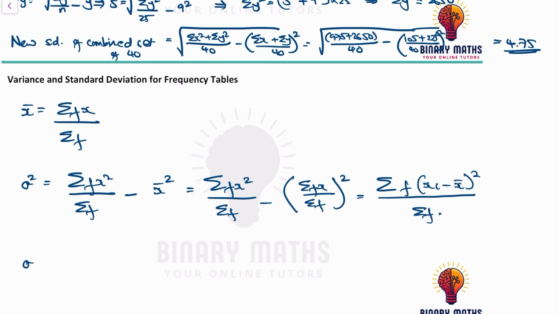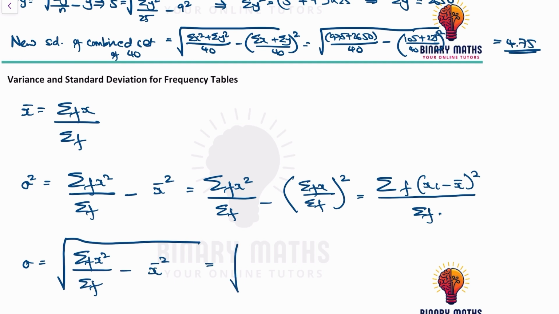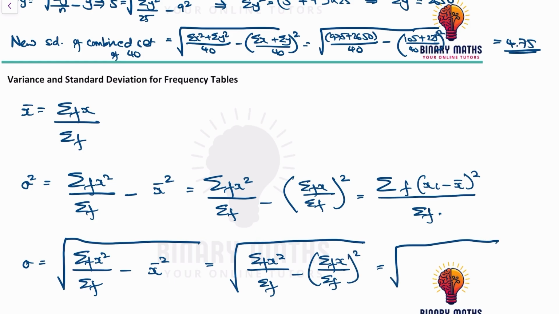Similarly, if you want to do standard deviation, it's just the same thing with the square root. So it'll be the square root of the sum of f x squared over the sum of f, minus x bar squared, which is equal to the square root of the sum of f x squared over the sum of f, minus the sum of f x over the sum of f, all squared. Similarly, it equals the square root of the sum of f times x i minus x bar all squared, over the sum of f.